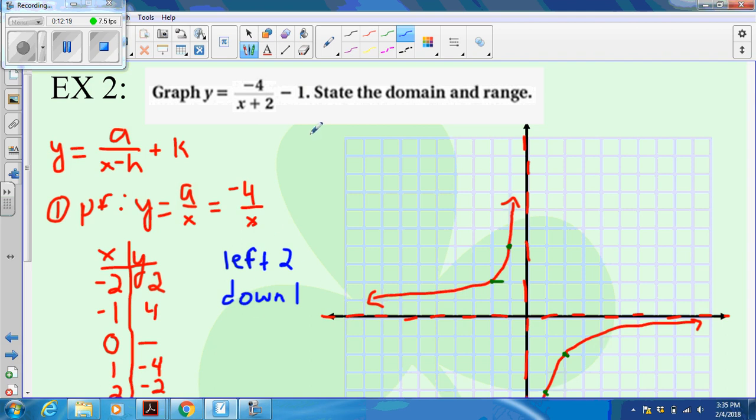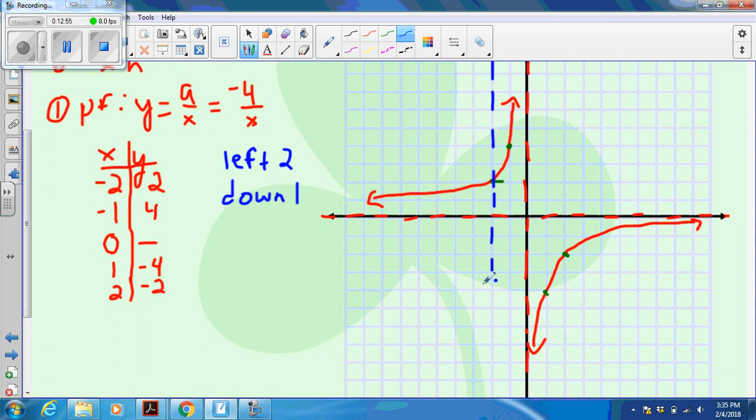Now with our translations, we also need to move our asymptotes. So our vertical asymptote is going to be dealing with our x value. We started at 0, but since we're going left 2, I need to move my asymptote over 1, 2. So my new asymptote is now going to be at x equals negative 2. I'm going to say the VA, which stands for vertical asymptote, is at x equals negative 2. And let me elongate this.